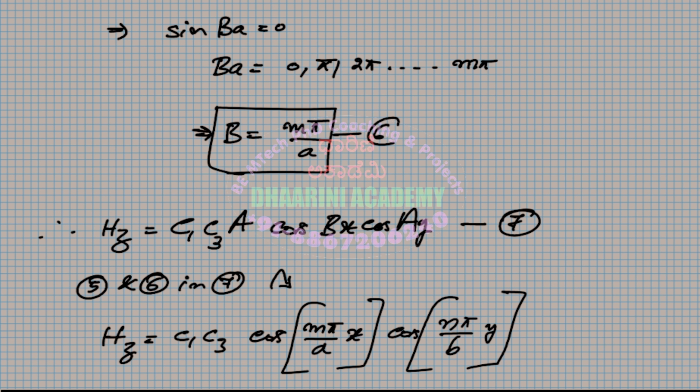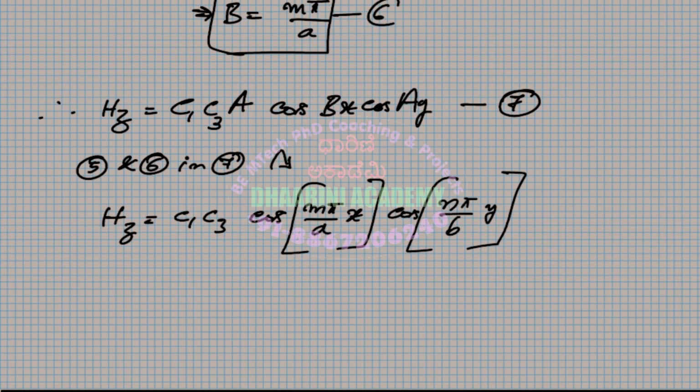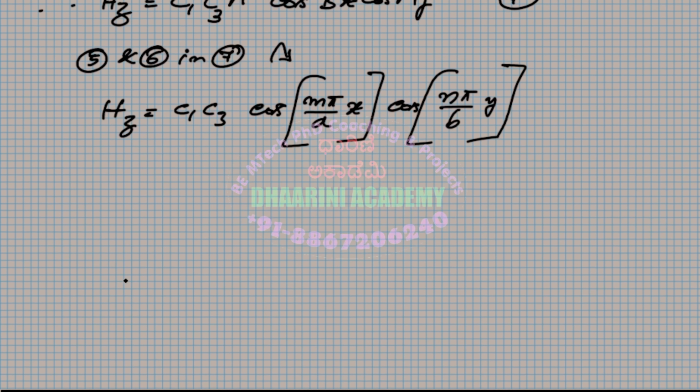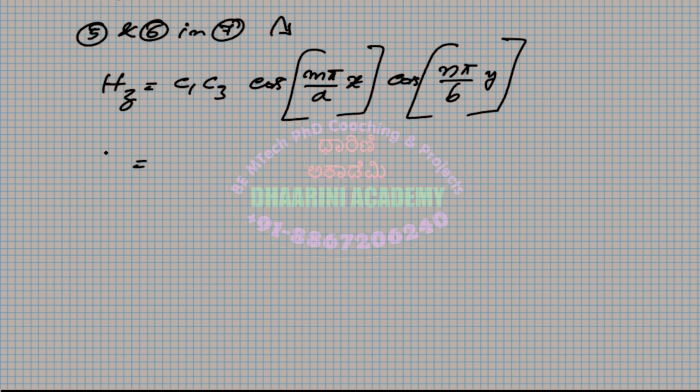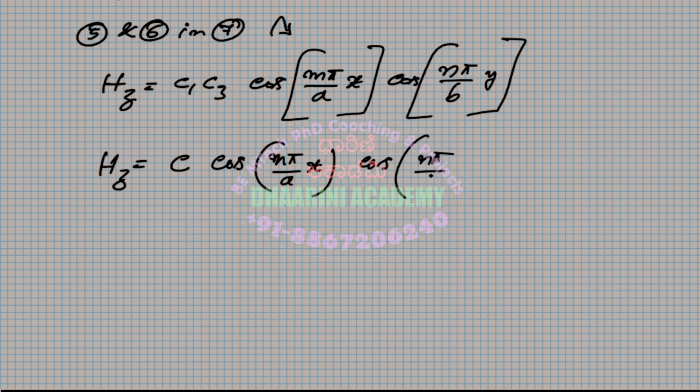All right, so now we can bring the constant term into the picture. So Hz is equal to some overall constant C into cos m pi by A into x into another cos function, n pi by B into y. Now I know that I can bring the other components into the picture. This is the Hz component only. So equation number 8.